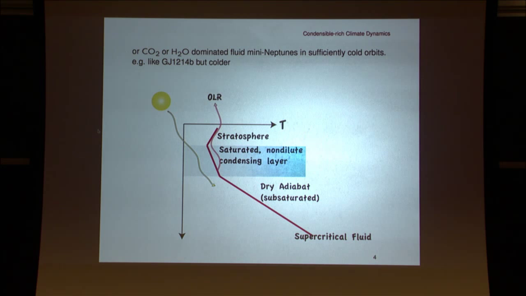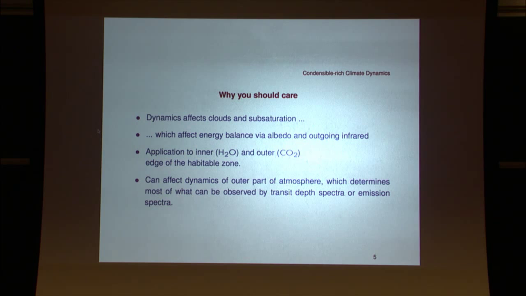And this is not something that you can adequately understand just in terms of one-dimensional radiative convective models. The reason is that the dynamics affect both clouds, which are the saturated end of the thermodynamics, where you're getting close to condensation. Clouds are made in nearly saturated air. But they also affect the subsaturation. The dynamics is what generates relative humidities less than one, subsaturation. And subsaturation actually is what saves the Earth from being in a runaway greenhouse, largely.